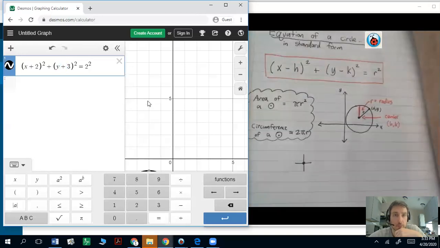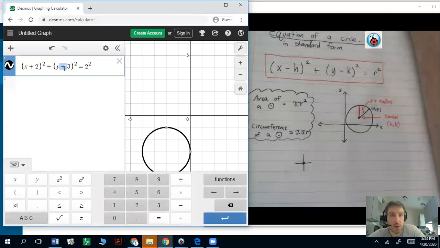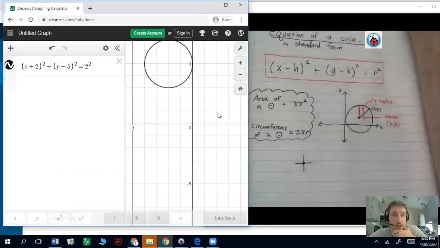Down 3 would be plus 3 in the y value. So you see that center is now at negative 2, negative 3. And I could make that any number I want. I can make that minus 5, and that would be up 5 again. Still left 2 and up 5.